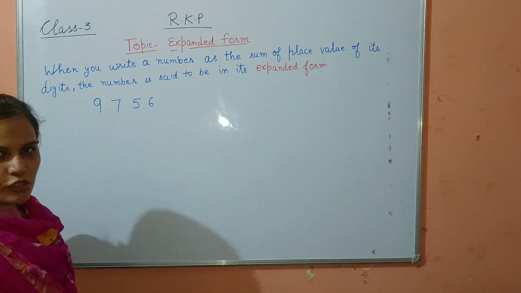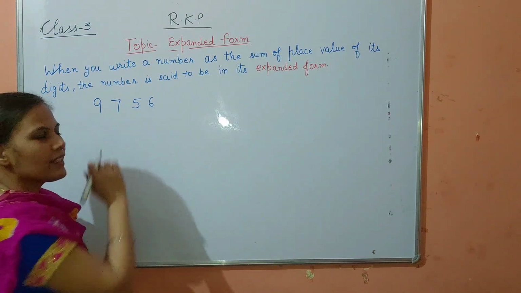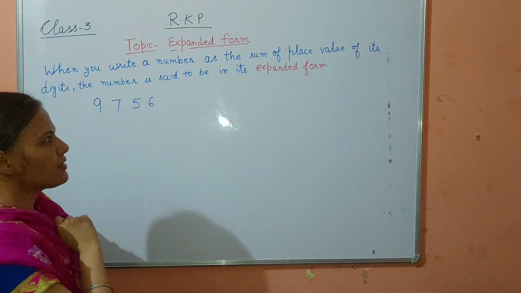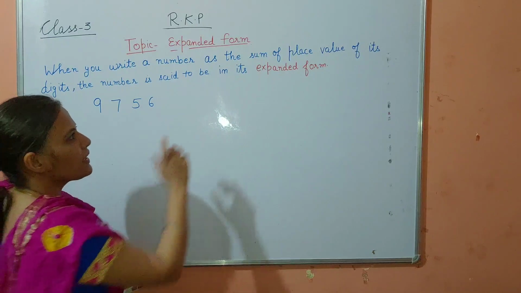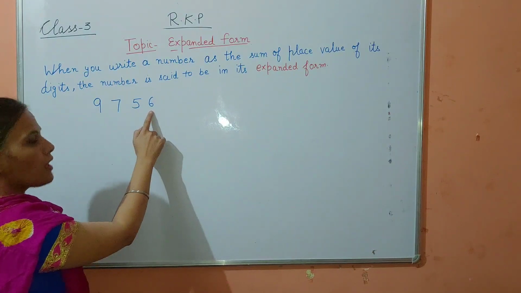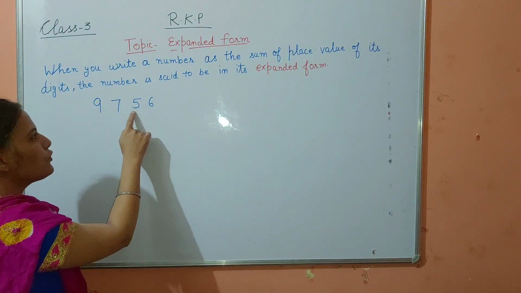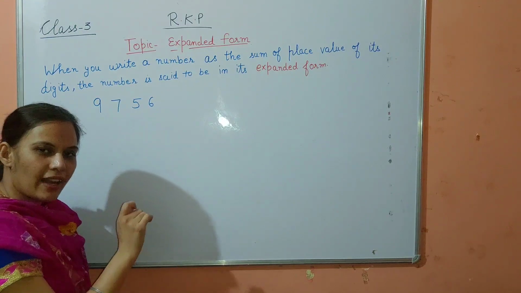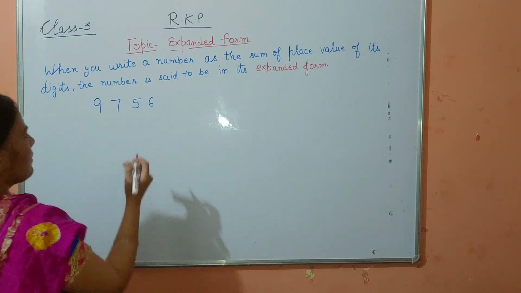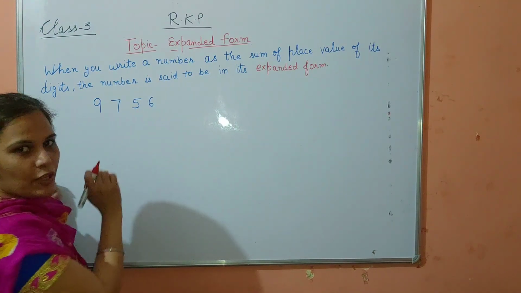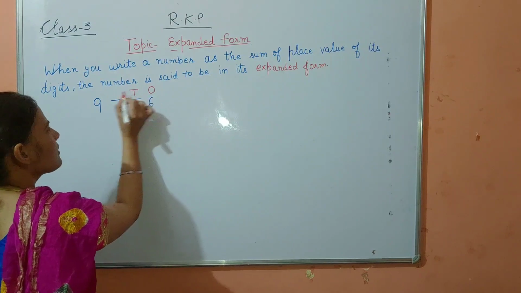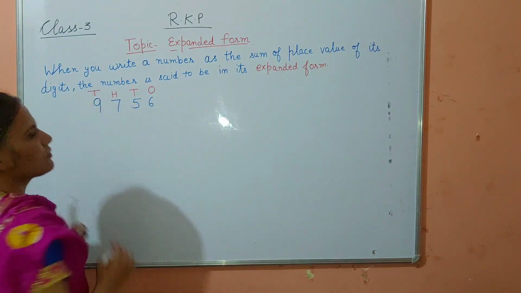This is the number given to you and I want to write it in expanded form. As the definition suggests, expanded form is the sum of place values of its digits. First, you have to find the place values and then add them. This will be your expanded form. If I put it in the place value chart, what will be its places? Ones, tens, hundreds, thousands. Right?